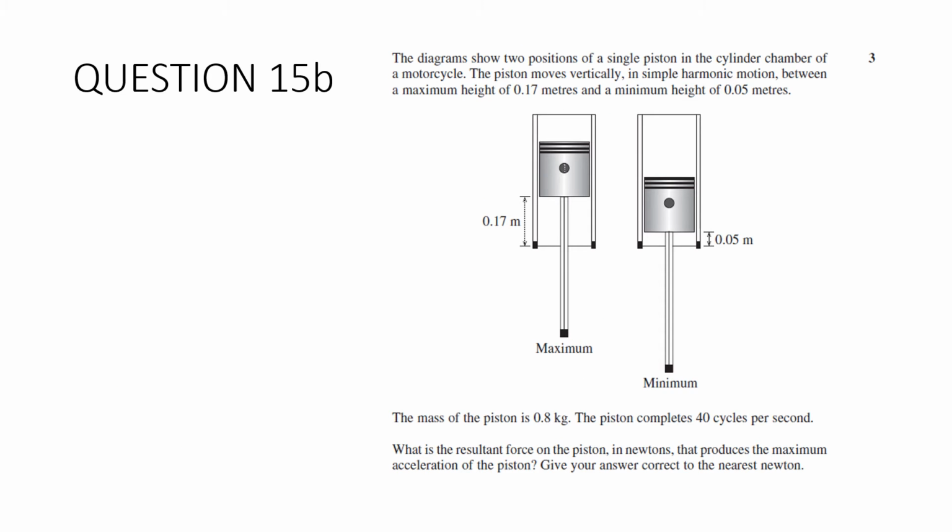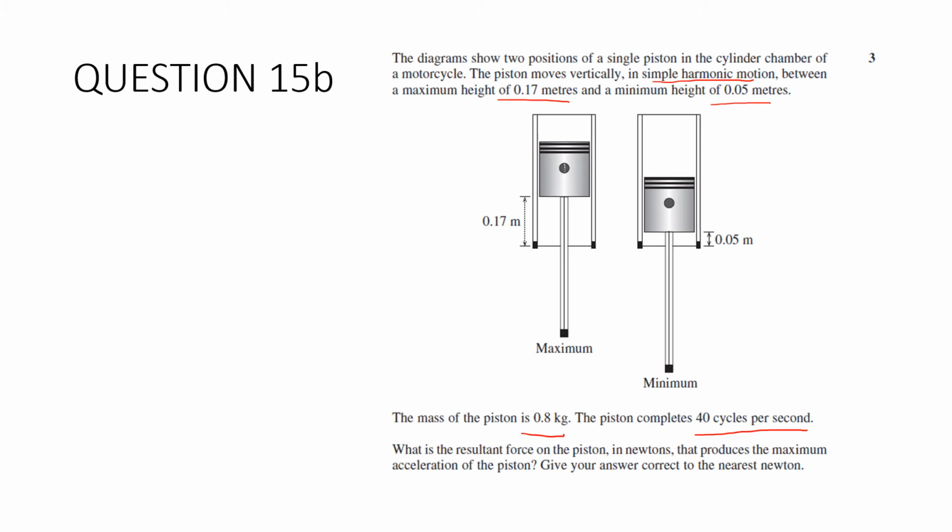15b. The diagram shows two positions of a single piston in the cylinder chamber of a motorcycle. Piston moves vertically in simple harmonic motion between a maximum height of 0.17 meters and a minimum of 0.05 meters. The mass of the piston is 0.8 kilograms and it completes 40 cycles per second. What is the resultant force of the piston in newtons that produces the maximum acceleration of the piston? Give your answer correct to the nearest newton.